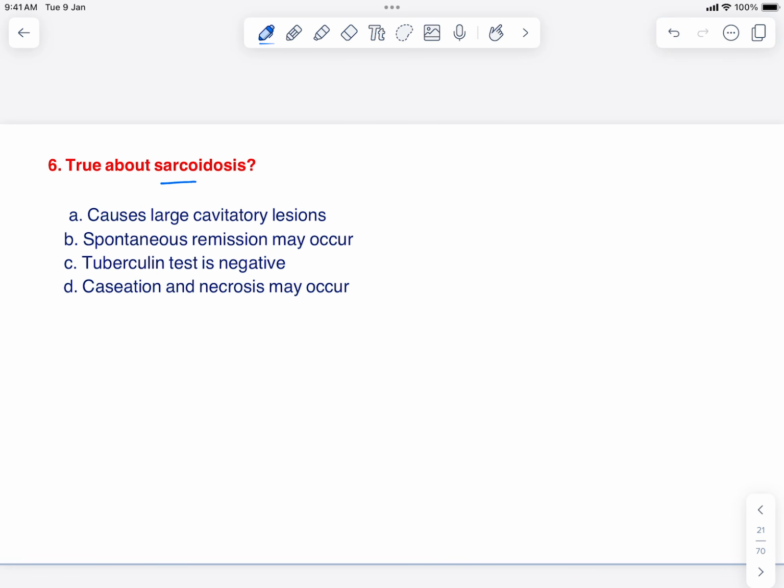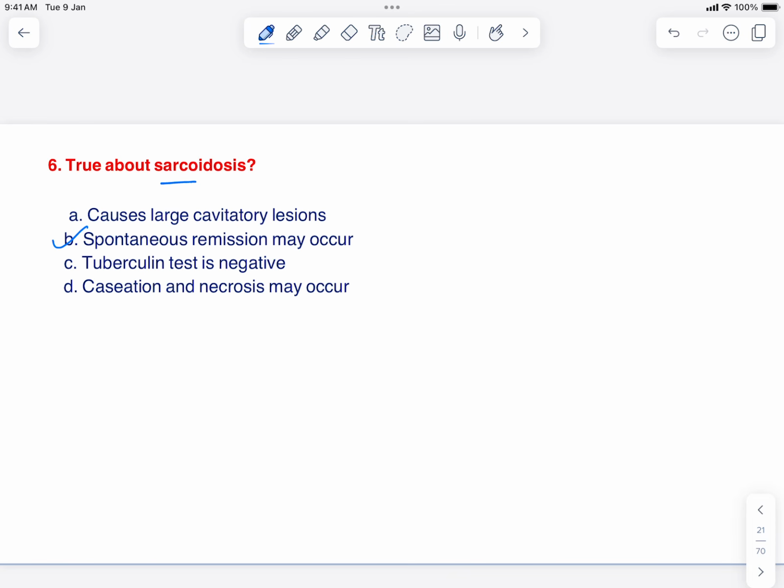True about sarcoidosis. Causes large cavitary lesions. Spontaneous remissions may occur. Tuberculin test is negative. Caseation and necrosis may occur. So the true statement is that spontaneous remission may occur.